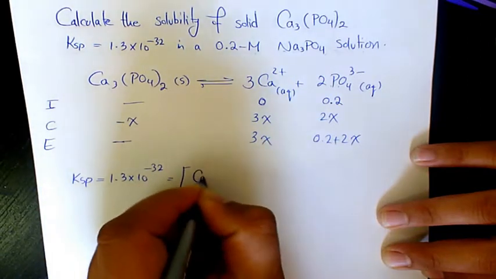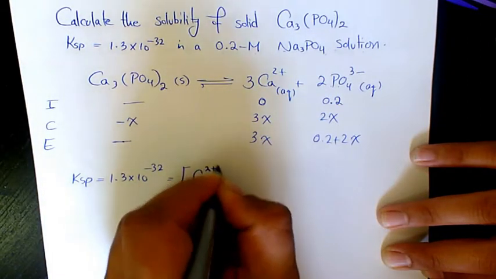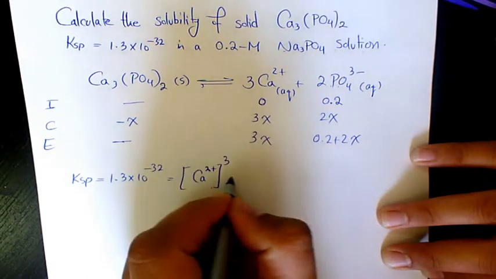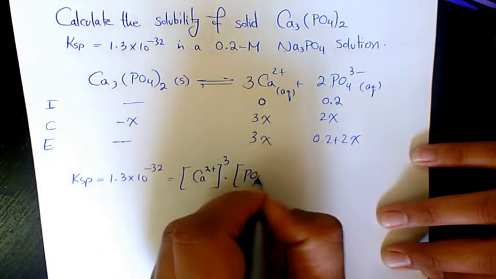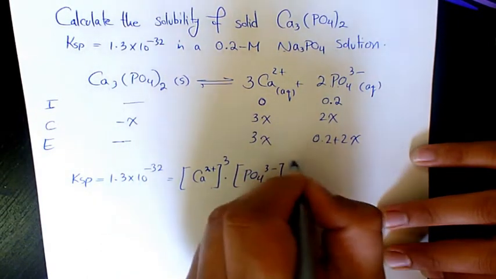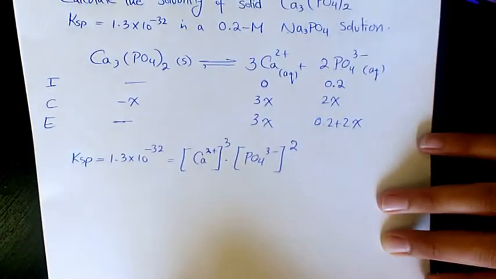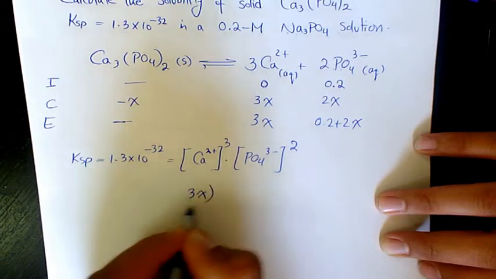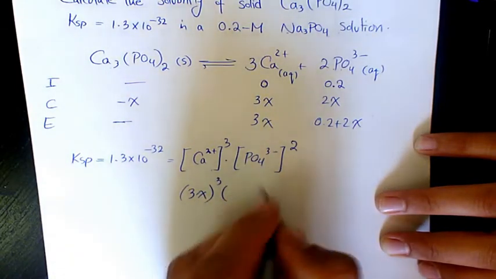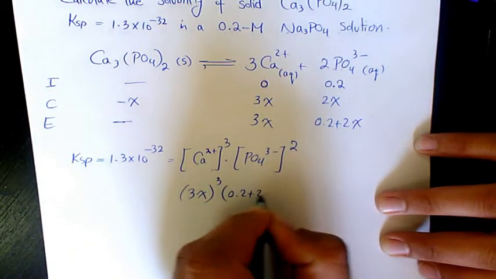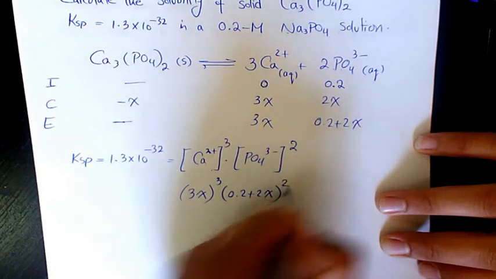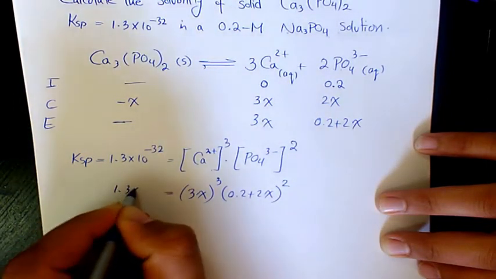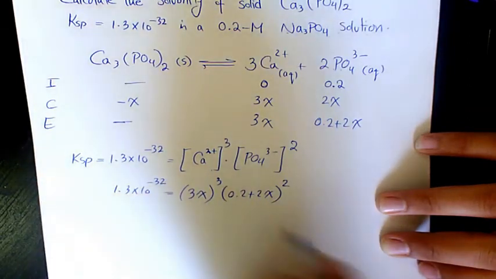the calcium concentration to the power of 3 times the phosphate concentration to the power of 2. The concentration of calcium is 3x to the power of 3. The concentration of phosphate is 0.2 plus 2x to the power of 2. That's going to be equal to 1.3 times 10 to the power of negative 32.